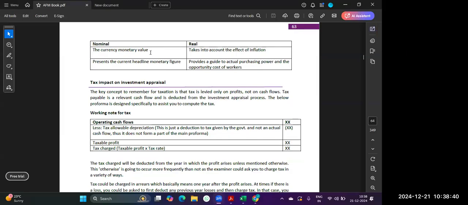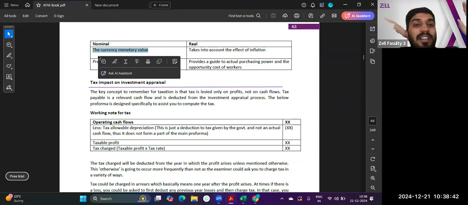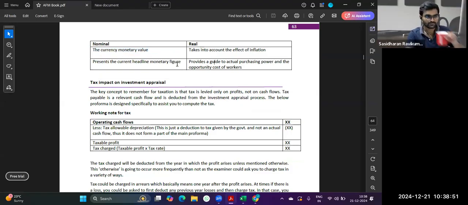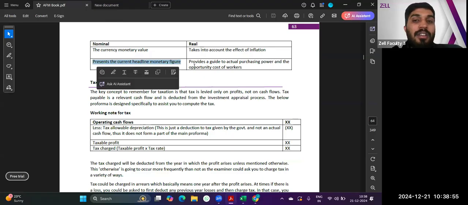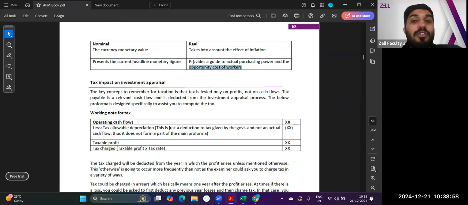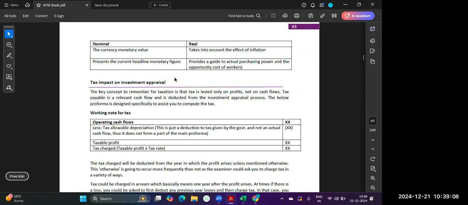Now, can you read this? Nominal takes the currency monetary value. Real takes into account the effect of inflation. Nominal presents the current headline monetary figure. Real provides a guide to actual purchasing power or the opportunity cost of workers. Clear, everyone? Any doubts still here?